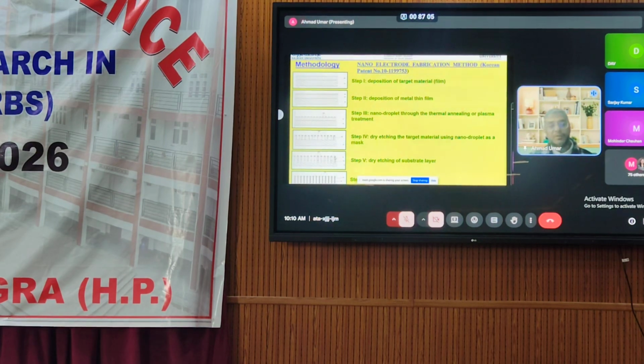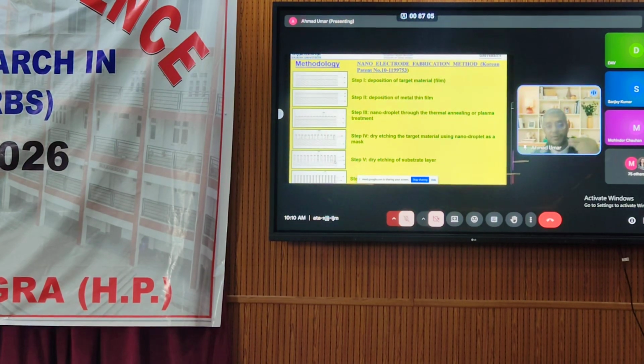Why this droplet? Because this droplet can work as an electrode in the device fabrication. So we made a single nanowire with an electrode. It is a very good discovery, and we got a patent on that discovery.